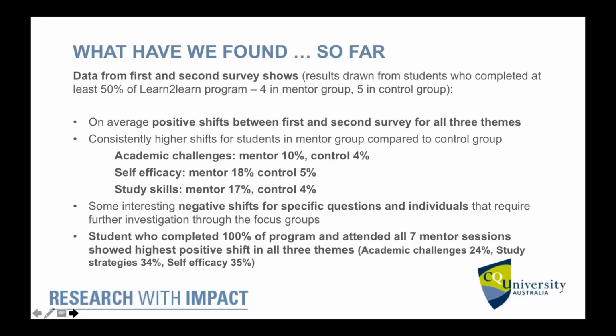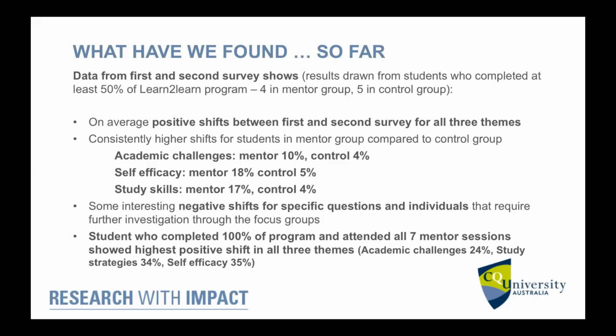But just looking at what we have found so far, we decided to have a look at only those students, or the data from those students, who completed at least 50% of the Learn to Learn program. This gave us 4 people in the mentor group and 5 people in the control group. We chose that figure of at least 50%, but most of the results we were looking at had completed at least 70, some of them 80, 90 or 100% of the program. Our decision to do this was so that we felt those students would have had the maximum possible benefits from being involved in the program.